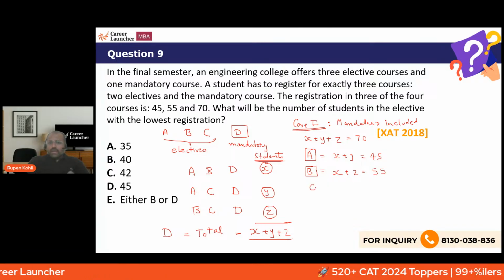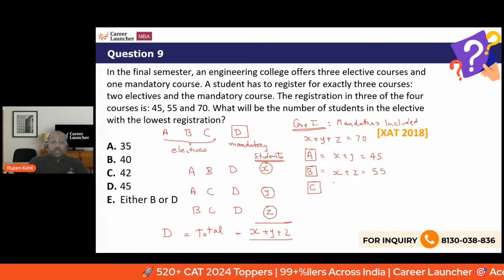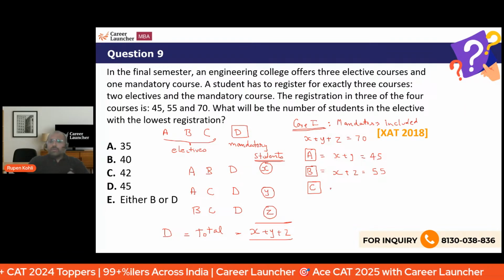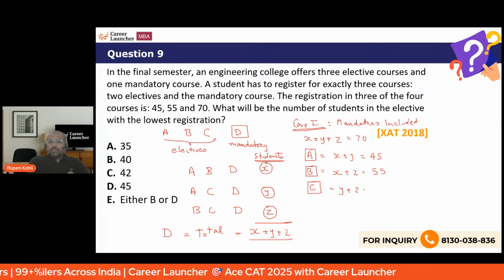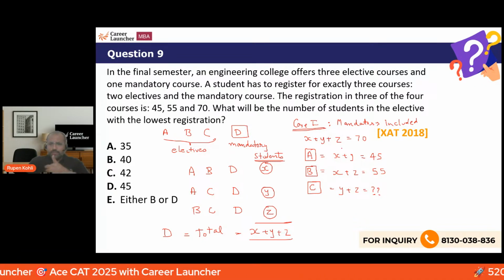Now we are trying to find the number for course C, right? So course C is the value of Y plus Z. So we are trying to find the value of Y plus Z. Okay, so let's do that. I think we have three equations from the above.